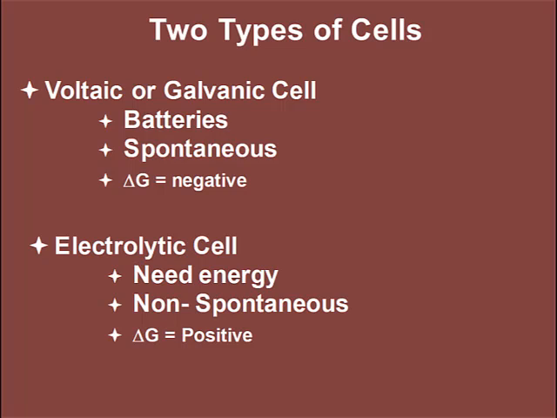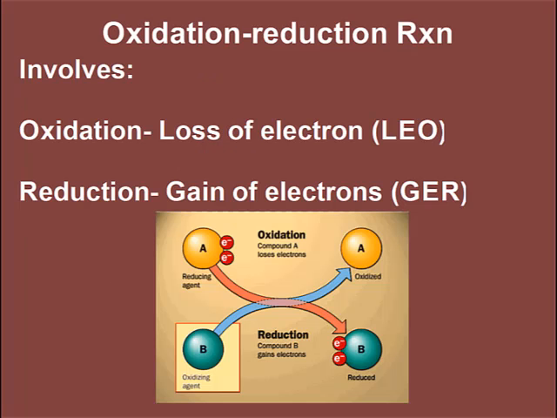It's going to run on its own. We also have electrolytic cells, which need energy because they're non-spontaneous or not thermodynamically favored. In these cases, our delta G is positive. You can think of this as whenever you plug in your battery, you're having to put energy into it, and then the voltaic is when it goes on its own. We're going to be focusing on voltaic galvanic today, and then later we'll talk about electrolytic.